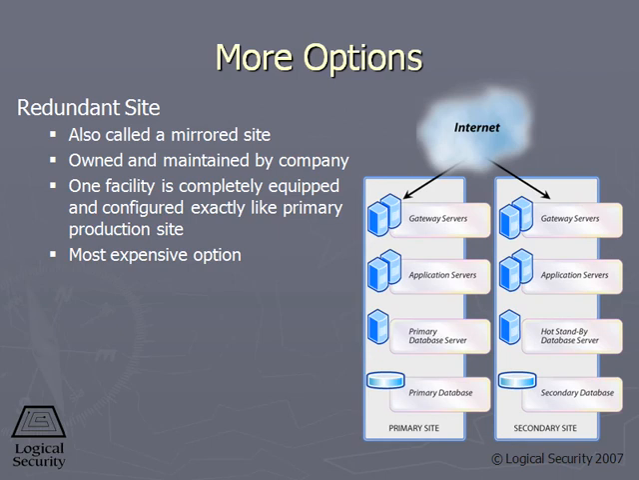So the redundant site is the most expensive option out of all of the off-site recovery solutions, but expensive is relative because it's a cost-benefit solution, and the company has figured out if we don't have a redundant site, we're history.